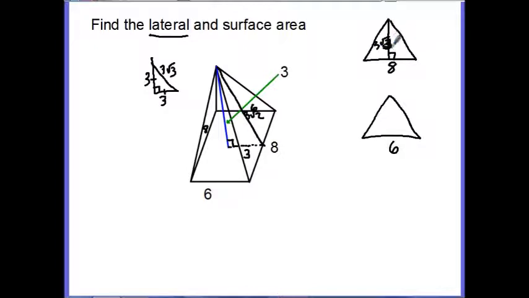Now, I'm going to erase this so we can see what else is going on. That's all well and good for that, but now we also need to know the height of my front and back triangle. This one looks a little bit more awkward when I draw it.